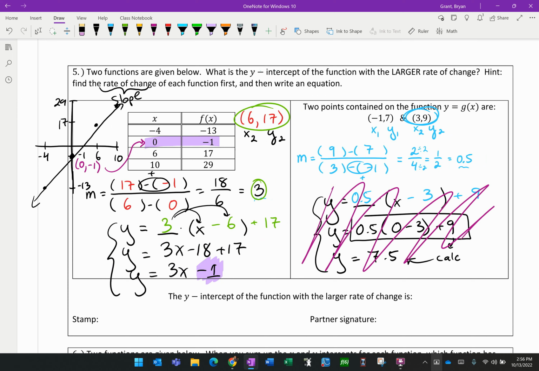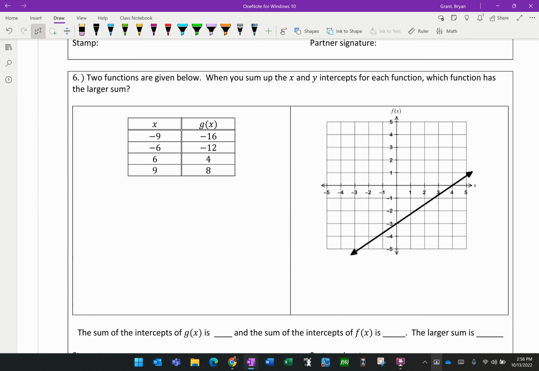Here comes problem 6. Two functions are given below. When you sum up, what does it mean when you sum up numbers? I think that means you add them, right? When you add up the x and y intercepts for each function, which function has the larger sum? Woo, Nelly. So I think you should probably start with your partner by finding the x and y intercepts for each function. And then once you found each one, maybe try adding them together. And as a hint, there are no zeros here, so we have no x or y intercepts.